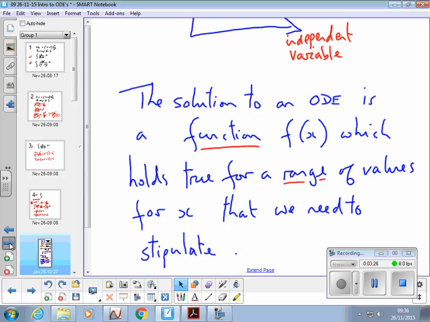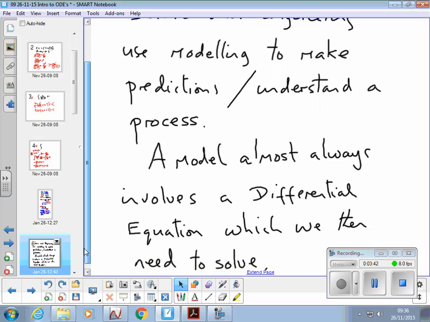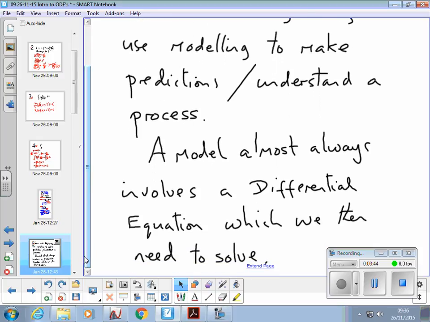So, just a little introduction. Science and engineering uses modelling to make predictions and understand the process. So, this involves differential equations. A model almost always involves a differential equation because it almost always involves a change. And if there's a change, we talked about before in differentiation, a change is associated with differentials. So we end up with a model that is in fact a differential equation.